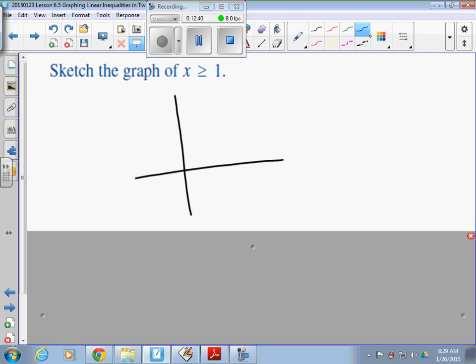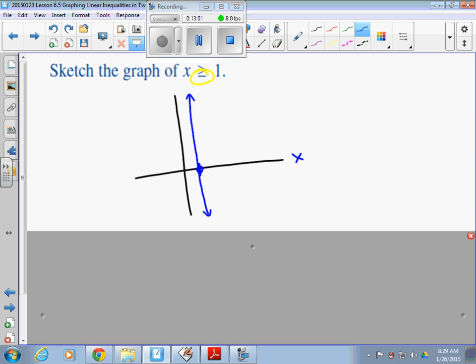You have to know that this is your x-axis. Where x's value is 1, it's going to cross through the whole time. So we're creating a vertical line just like the other one. This one, unlike the example we had, says or equal to, not just greater than. So we're going to make a solid line, not a dashed line.